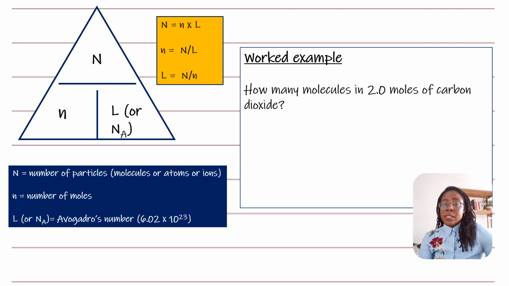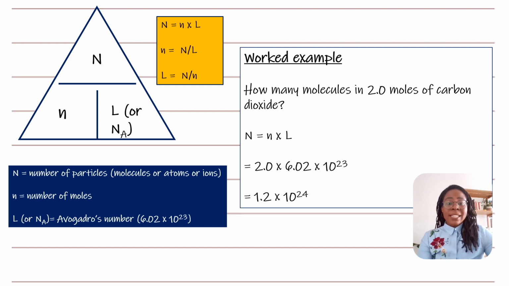So looking at a worked example, how many molecules in 2.0 moles of carbon dioxide? We've got the moles, and we know Avogadro's constant. So we're trying to find capital N, the number of molecules, N equals n times L. So that's 2.0 times 6.02 times 10 to the 23, giving us 1.2 times 10 to the 24 molecules. Notice the answer has been given to 2 significant figures, as that's the least precise piece of data I was given in the question.